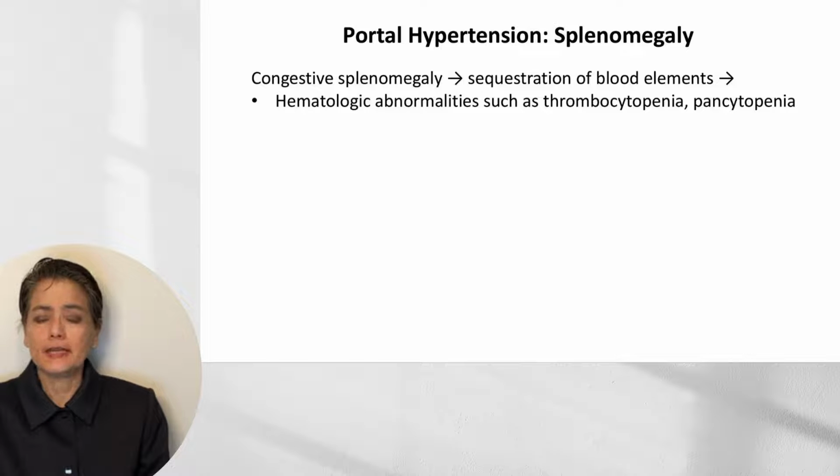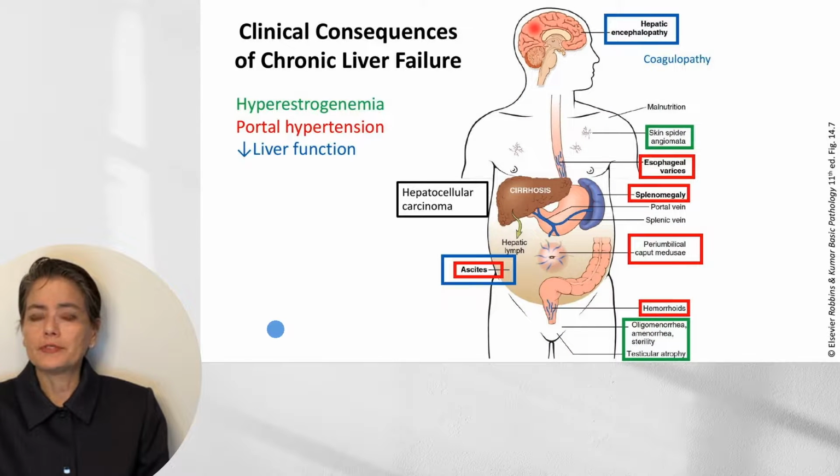So let's put all this together in a figure. This is from Robbins and Kumar, Basic Pathology, and I've color-coded it so you can see that in green we have the findings that are associated with excess estrogen, such as spider angiomas, oligomenorrhea, amenorrhea, and sterility, as well as testicular atrophy. In red, what is associated with portal hypertension, so our esophageal varices, our splenomegaly, our periumbilical caput medusae, hemorrhoids, and because of the increased pressure, that's going to contribute to ascites.